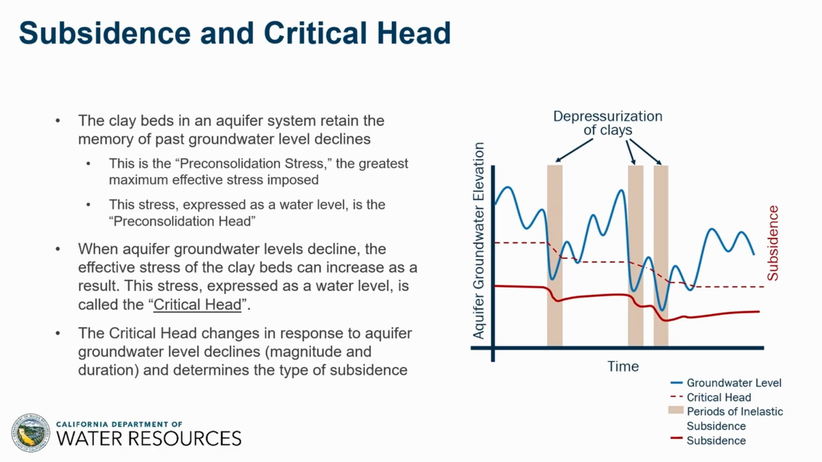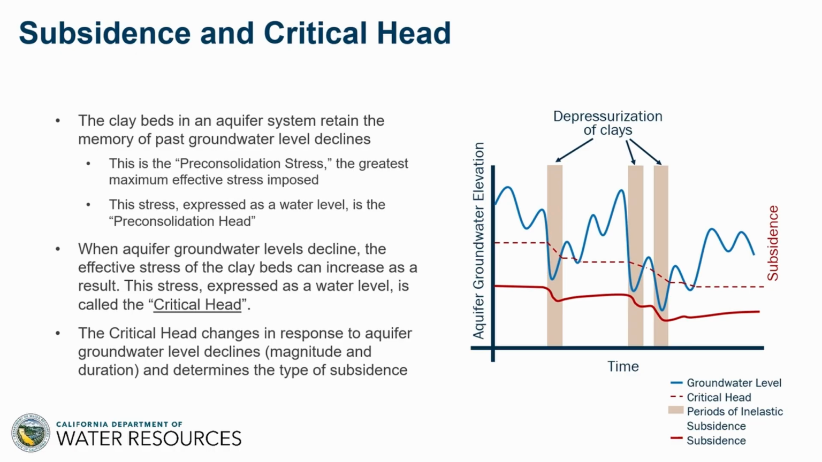The figure shows the aquifer water level in blue, the critical head in the dashed red line, and the subsidence in the solid red line. You see that the groundwater level in the aquifer starts out higher and begins to decrease with time. It then exceeds the critical head and subsidence results. Because of the critical head exceedance, the critical head level decreases somewhat. Then the aquifer groundwater level recovers substantially, and you see a small amount of rebound in the land surface.